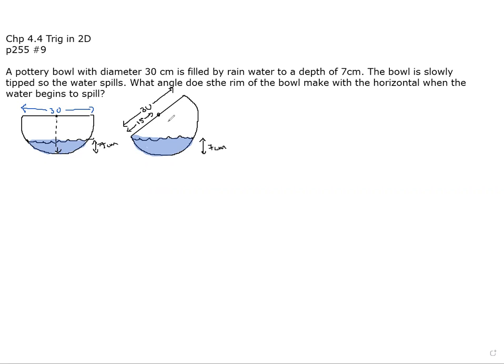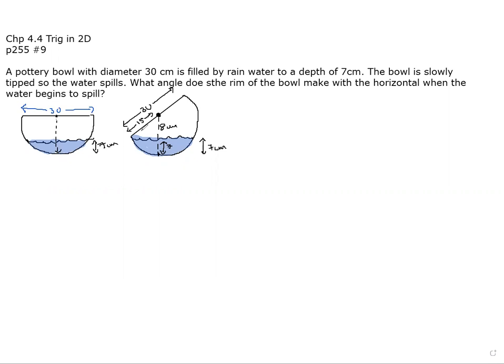So let's continue. If the radius is 15, then I can also say that from the center of this circle to any edge along the outer circumference of the circle is also 15, right? But we also mentioned that the depth of this water is 7. So what can you tell me is the remaining dotted portion? So the length of the remaining dotted portion is going to be 8 centimeters, 15 minus 7.